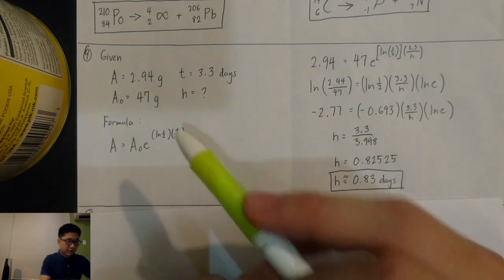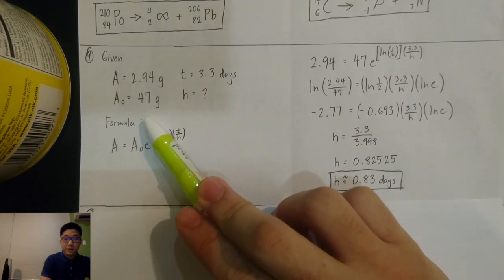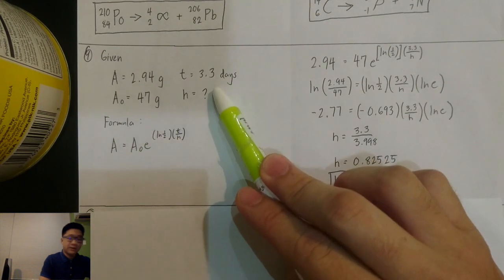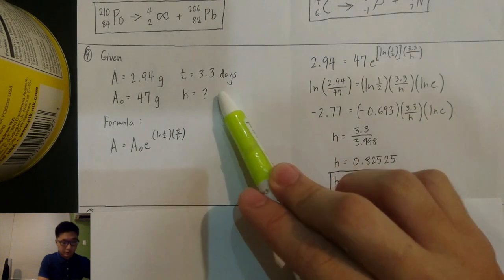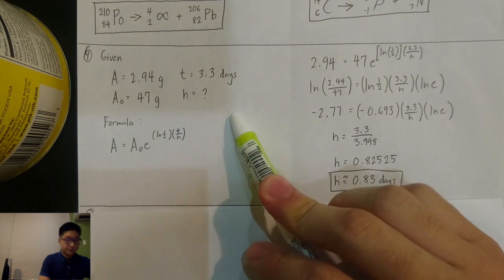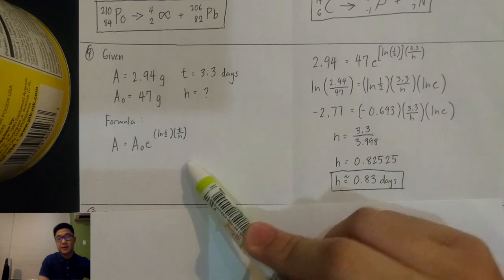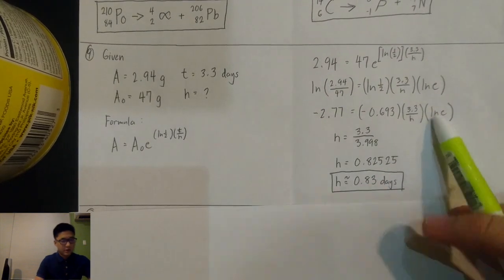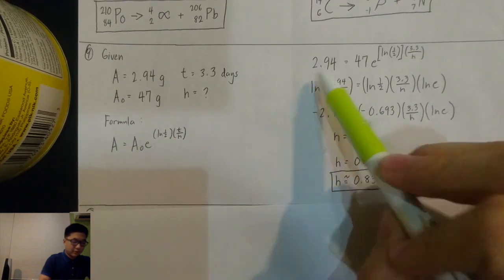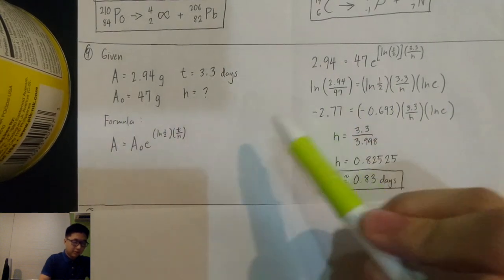So we are given 2.94 grams, which is the amount, and we are given the original amount, which is equal to 47 grams. We have the t, which is the time, equal to 3.3 days, and we are required to find the half-life. So again, we use the formula A is equal to A sub O times e raised to ln 1/2 times t over h. Then we substitute the following values into the formula. So 2.94, put it here. 47 grams, put it here. And 3.3, put it here.